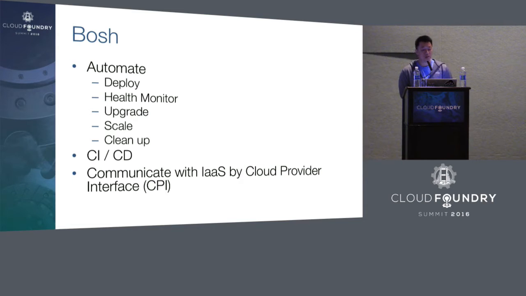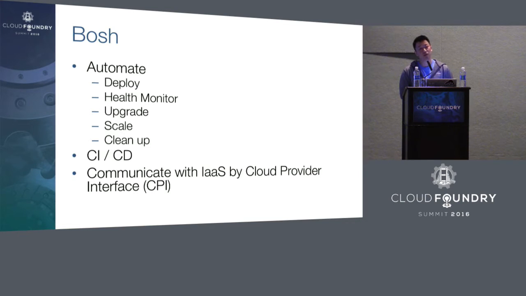So Bosh is a tool to automate deployment and do health monitoring, upgrading, scaling and cleaning up in a production environment, right? In a production environment, if any of the machines goes down or if software is malfunctioning, then Bosh would detect that and spawn up a new machine and deploy software on that machine so that your environment is highly available. Right, so it's also a very good tool for CI/CD because you can just upload a new release to the Bosh director, and then the Bosh director would take down machines one at a time to deploy your new software for you. Right, and Bosh actually has no idea what infrastructure it's talking to. All of that is abstracted out by a cloud provider interface, also known as CPI.